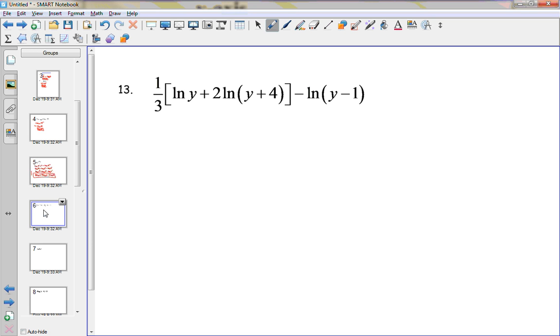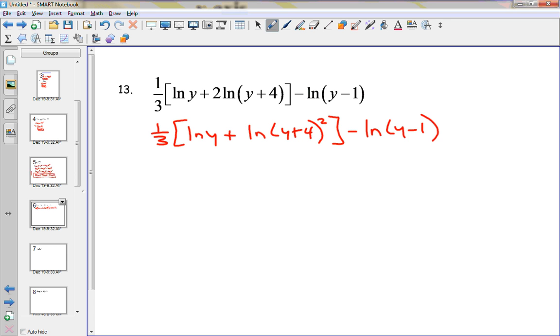Okay. So if I look at this, what do I do first? When you expand, the first thing you do is multiplication and division, right? When you condense, the first thing you do is the last thing you do in expansion. What's the last thing you do in expansion? The exponents. What's the first thing I do with condensing? Put the exponents back on. So I'm going to work within my brackets. So 1/3 hangs out. The natural log of y plus the natural log of y plus 4, that 2 becomes an exponent, minus the natural log of y minus 1.